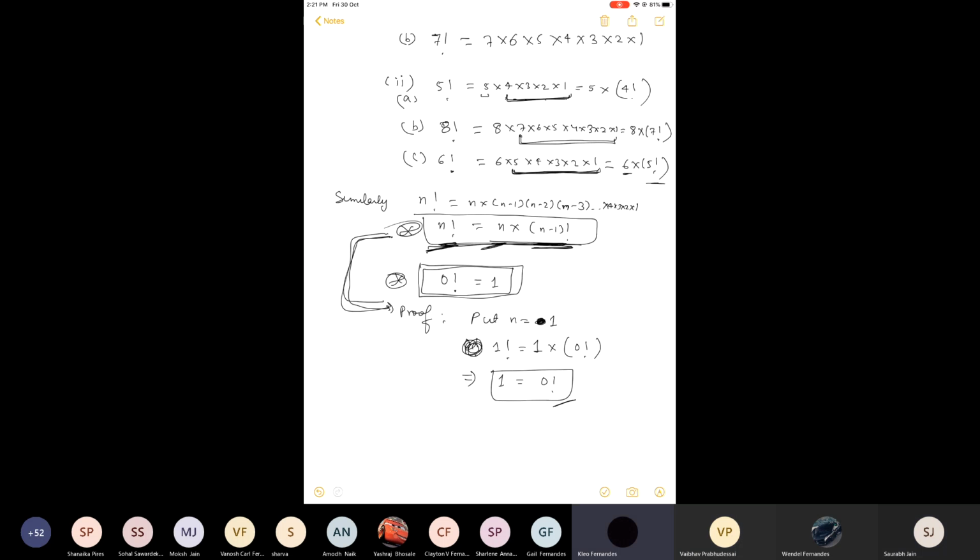So on the LHS side, the factorial sign, what happened to it? Factorial sign.